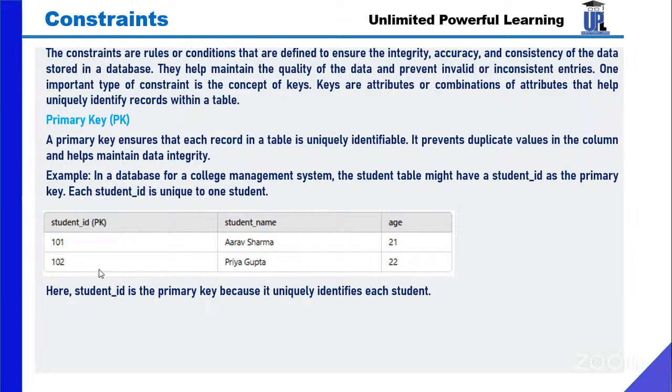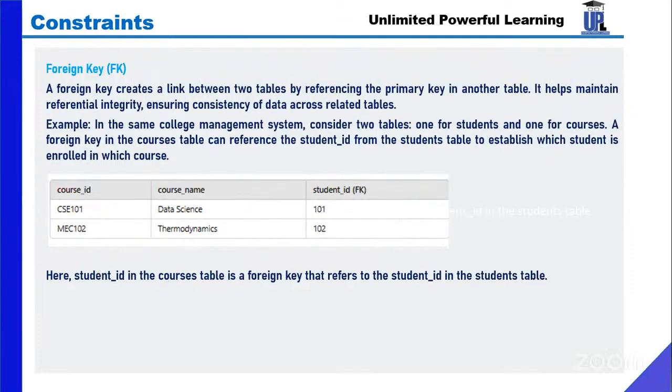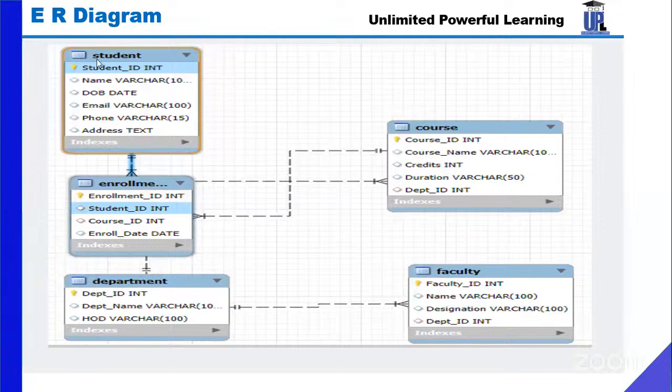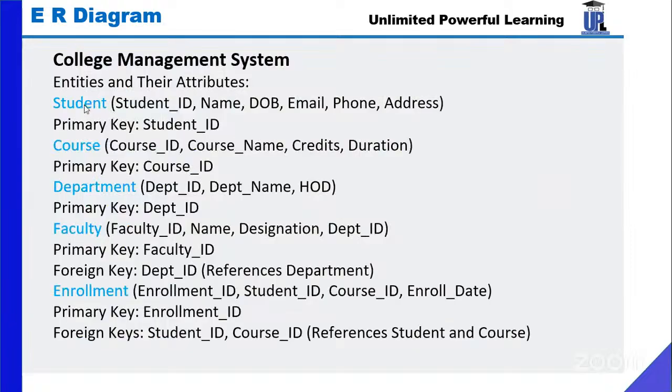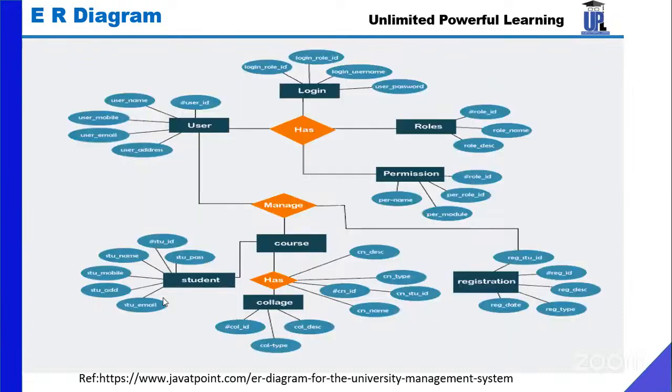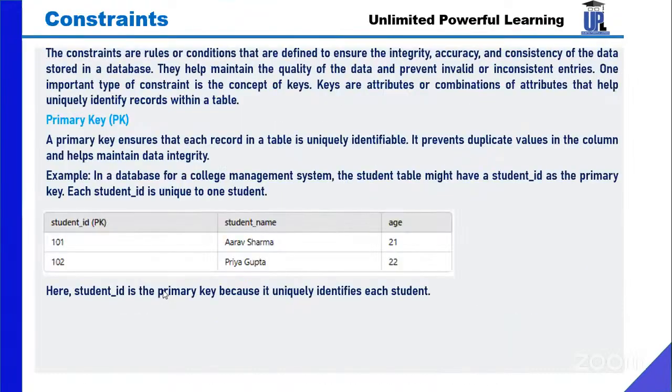Similarly, in this table, in student, student ID is unique. In enrollment, enrollment ID is unique. In department, department ID is unique. In course, course ID is unique. In faculty, faculty ID is unique. So these are all the candidates for primary key. When you are designing student, student ID is the primary key. Course, course ID is the primary key. Department, department ID is a primary key. Faculty, faculty ID is a primary key, and enrollment, enrollment ID is a primary key. I'm telling you repeatedly because I believe that most of the people are from a non-IT background.